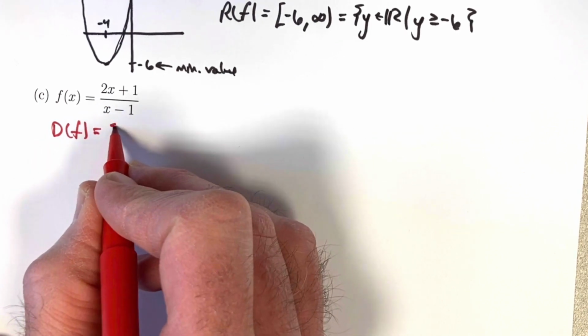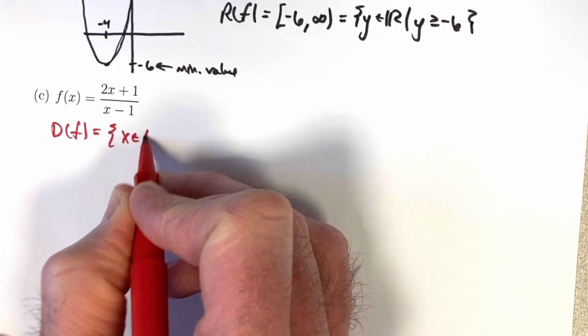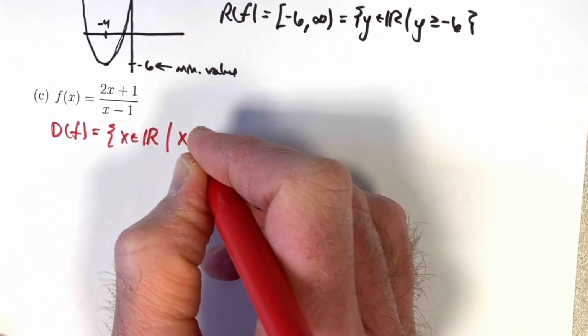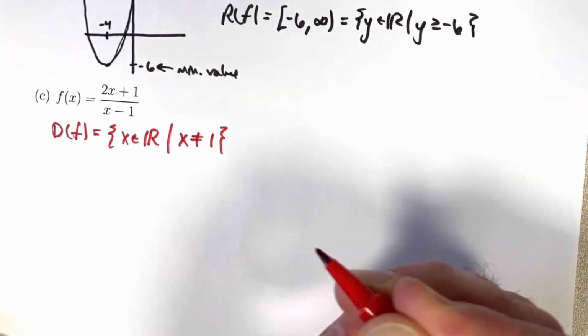So it's all real numbers x, I'll use set builder notation to begin with, with the property that x is not equal to 1. Did I say -1 before?